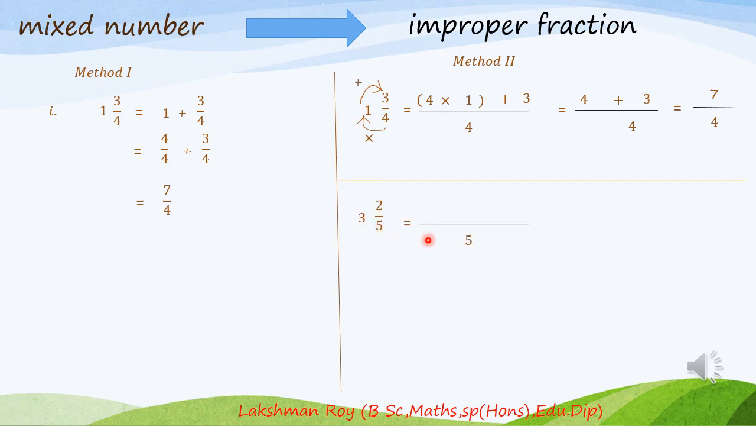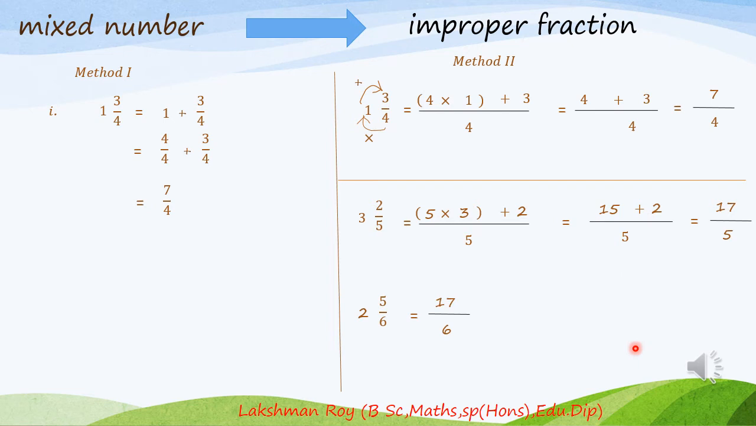Now what I'm going to do: here the denominator is 5, so 5 should multiply by 3. Understand? Be careful when you write this step within the bracket, then you have to add this numerator 2. So the denominator is 5 here. Inside, 5 into 3 is 15. Then you have to add this 2. 15 plus 2 is 17. So this is an improper fraction.